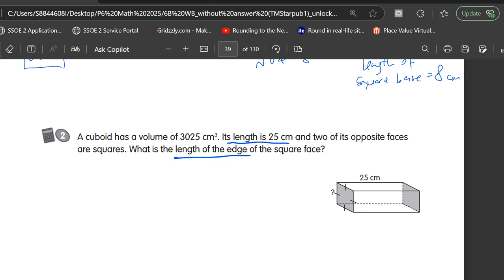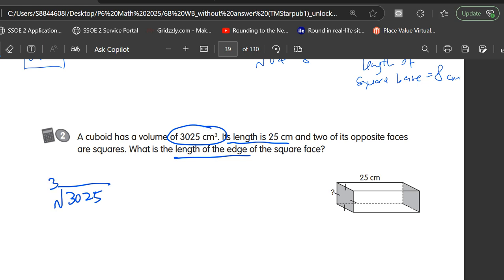I have the 1 dimension that is the length of the cuboid. So I have the volume of the cuboid. 2 of the opposite faces are square. We are asking for the length of one side of the square face. So when you see this, would I be choosing cube root?